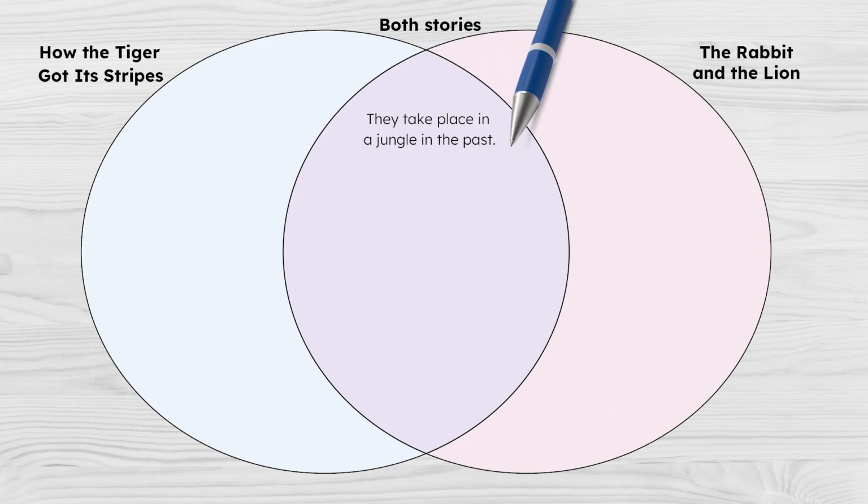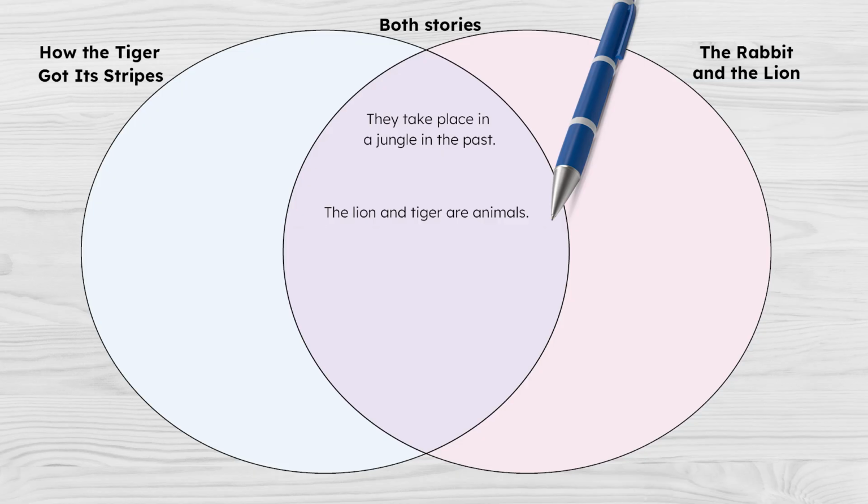They both take place in a jungle in the past. What about the main characters? How are they similar? The lion and tiger are both animals. How else are they similar? Think about their internal traits, meaning what they're like deep down, and their external traits, like their appearance.